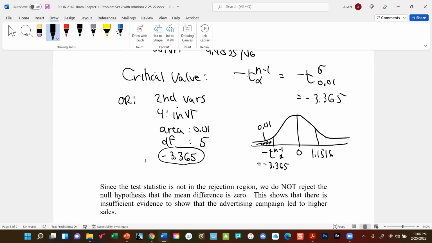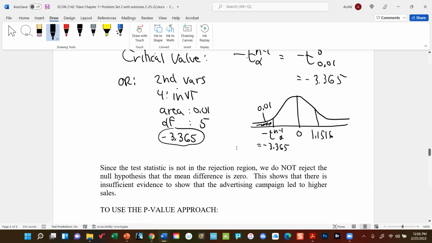Now you notice we word it very carefully. We don't say that the advertising campaign was a flop. No. That's a different thing altogether. That's a matter of opinion. Formally, what we're saying is that we don't have enough evidence to show that the ads produced higher sales. Okay. That's the end of the story. That's what we were trying to find out.